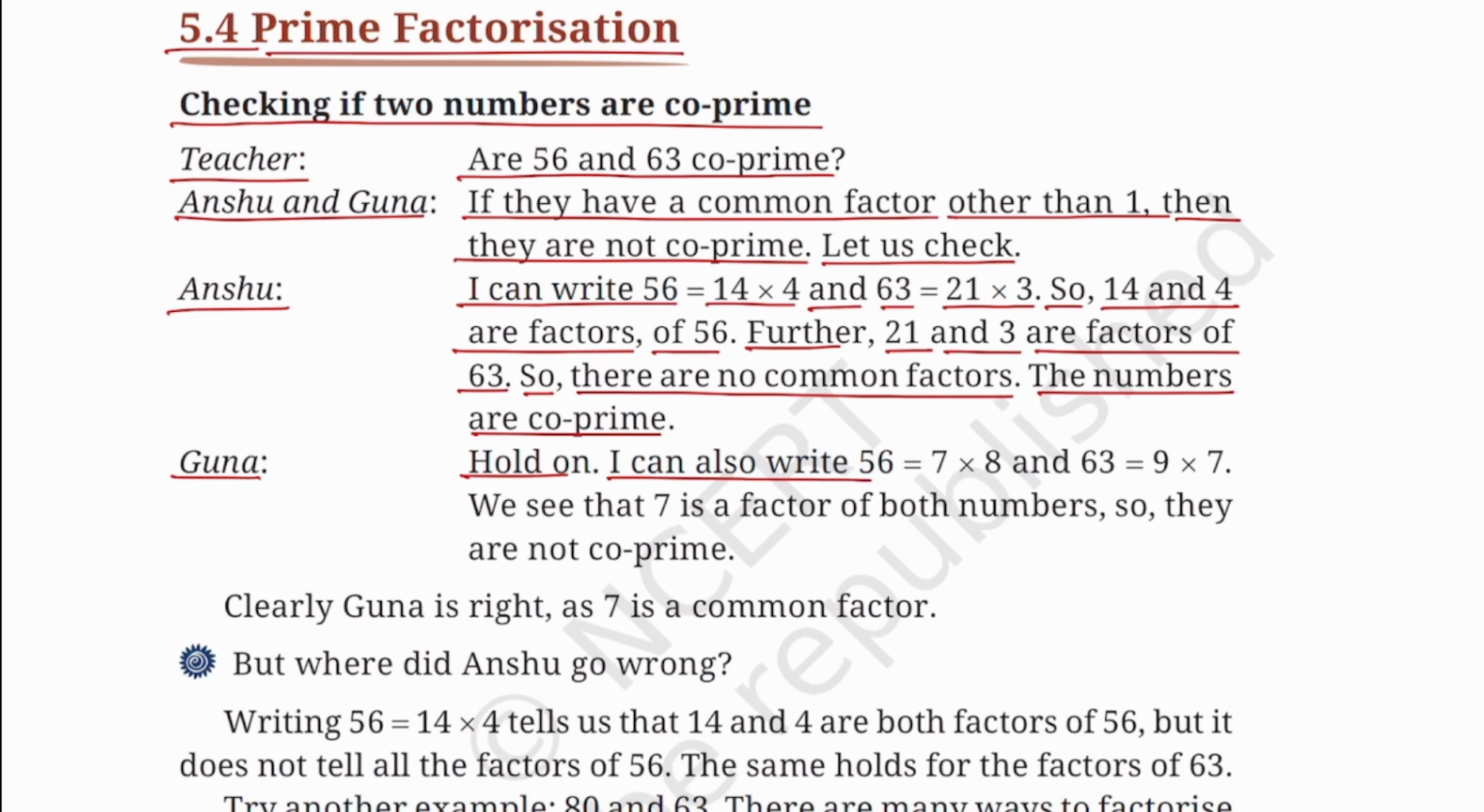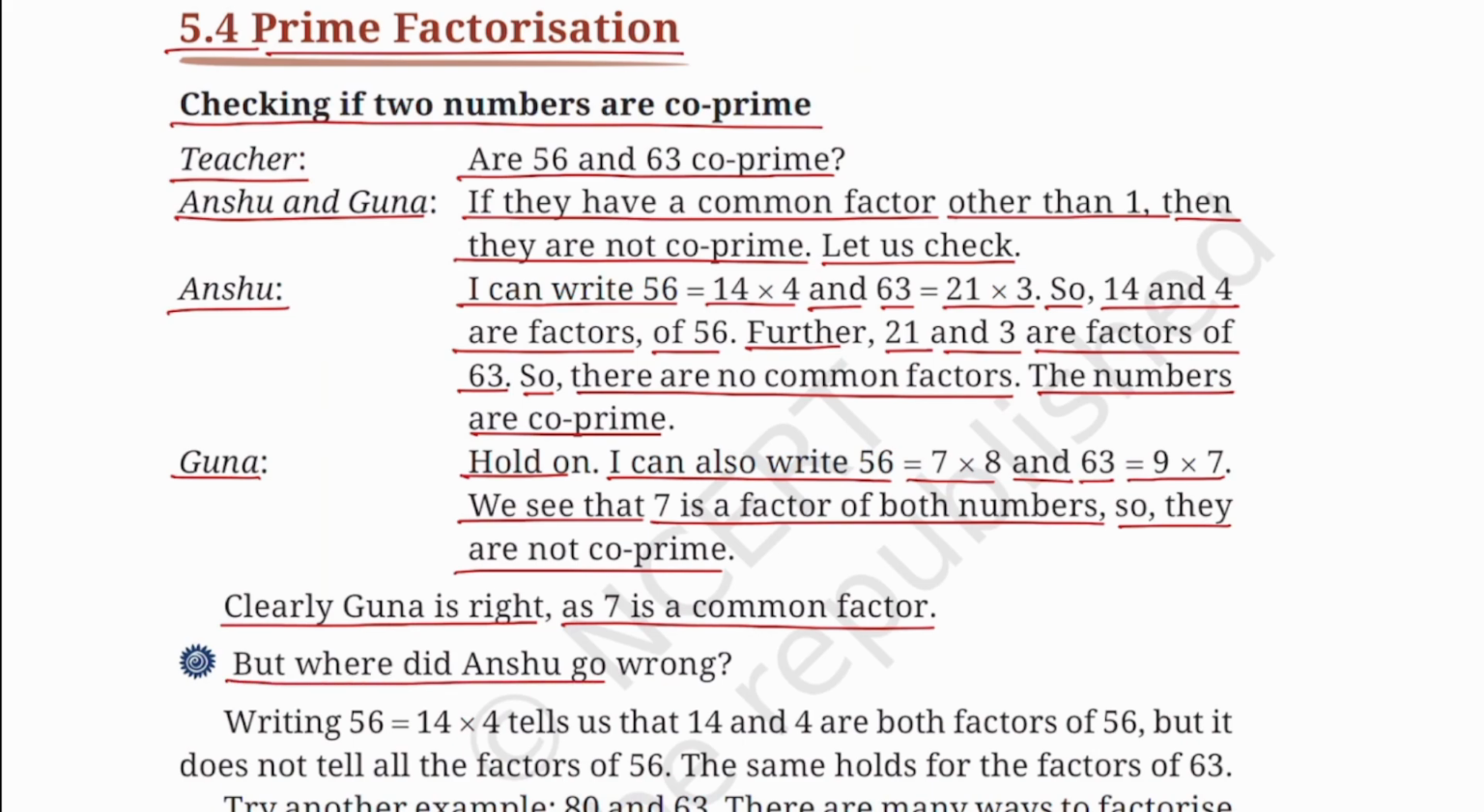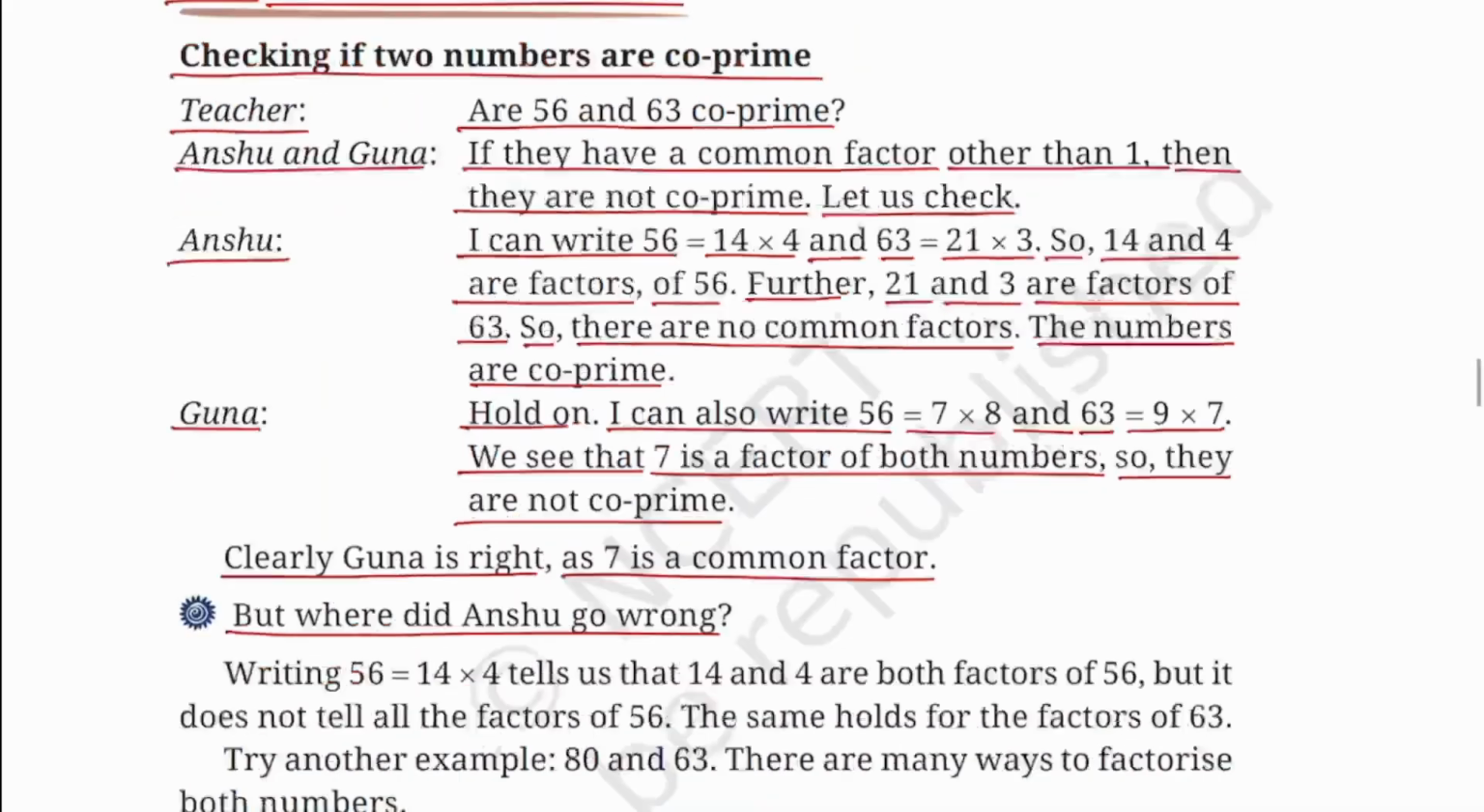Guna: Hold on. I can also write 56 as 7 into 8 and 63 as 9 into 7. We see that 7 is a factor of both numbers. So they are not co-prime. Clearly, Guna is right as 7 is a common factor. But where did Ansu go wrong?